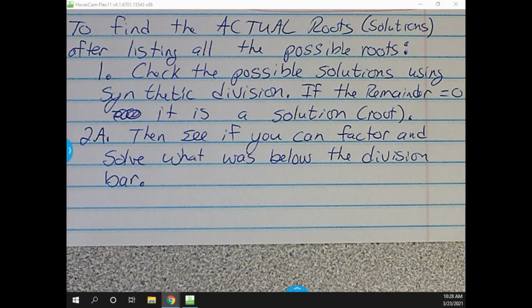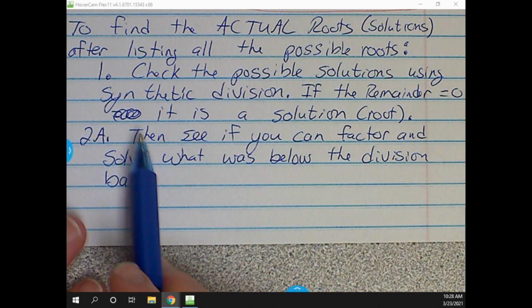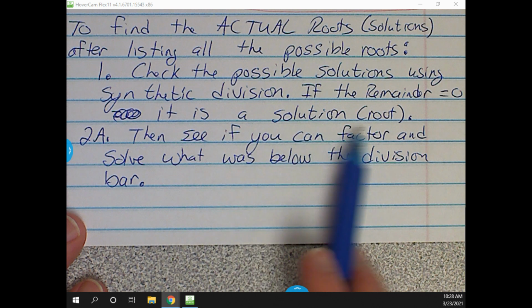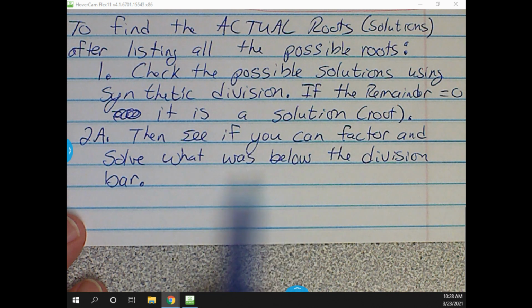And more than likely, I'd say 75% of the time, maybe a little bit more, once you get this first solution, if you take what's left over in synthetic division, the other parts that were in front of the 0 here, you can usually go back and factor that one to get some answers from there.